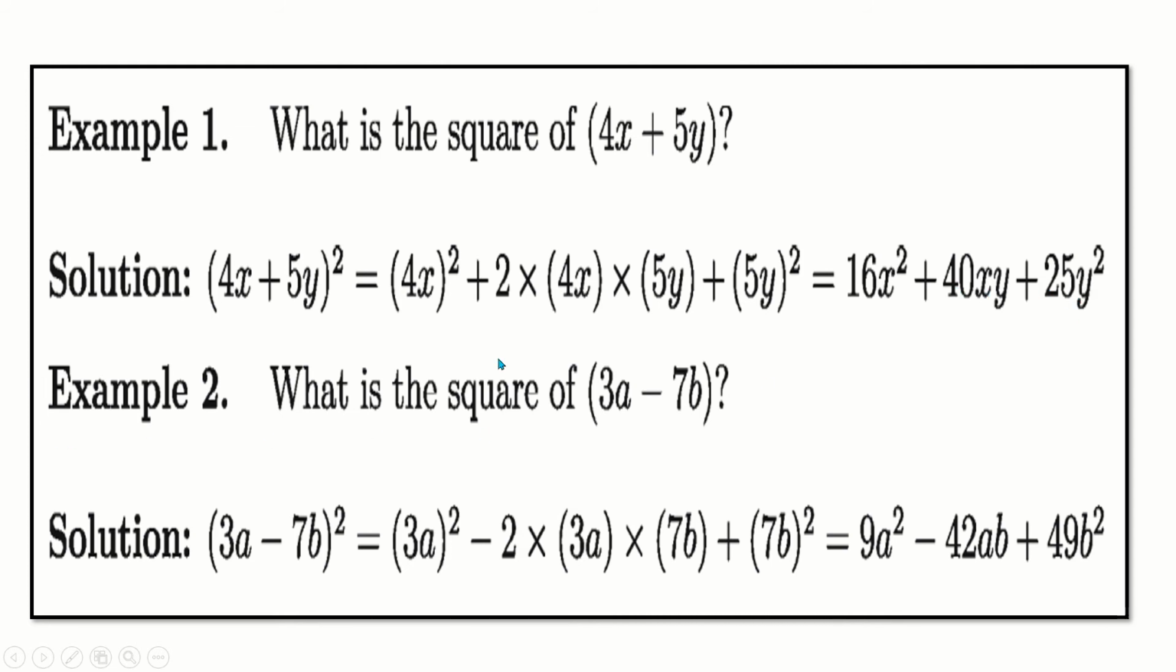Similarly, what is the square of 3a minus 7b? Here we use the A minus B whole square formula. So this is equal to 3a whole square minus 2 into 3a into 7b plus 7b whole square. This is equal to 9a square minus 42ab plus 49b square. This is the required answer.